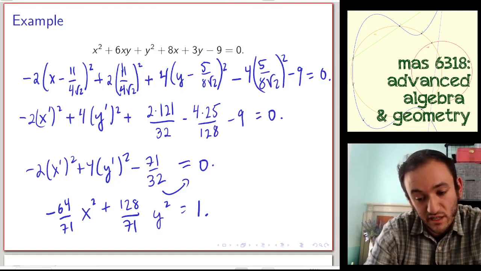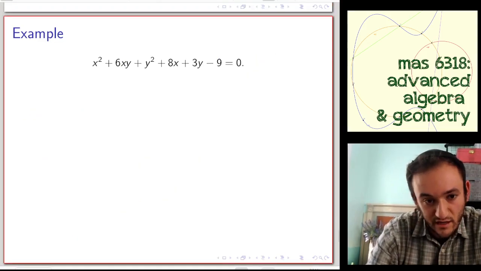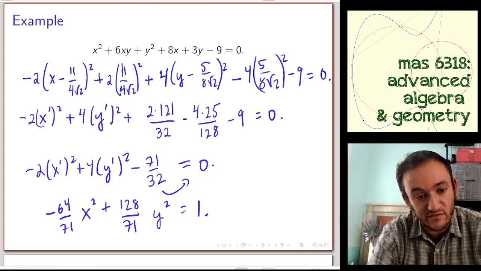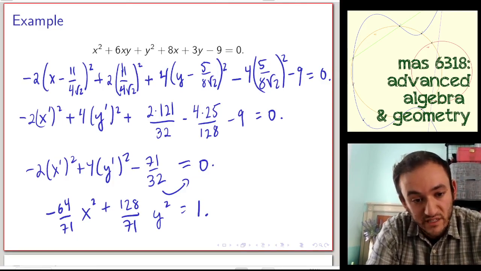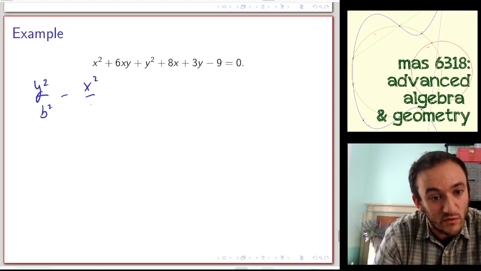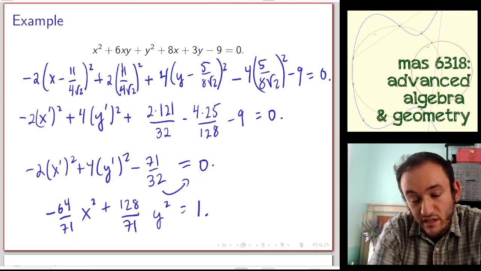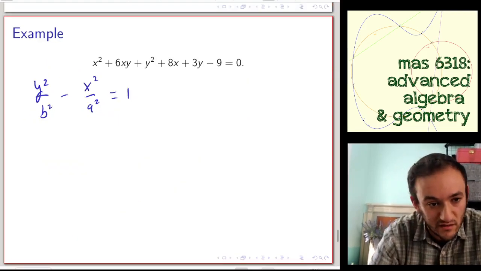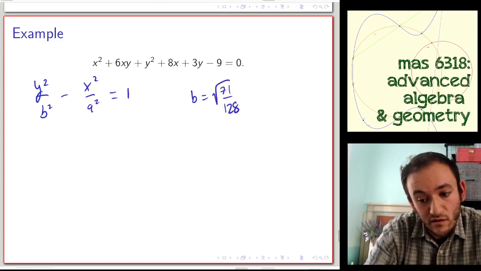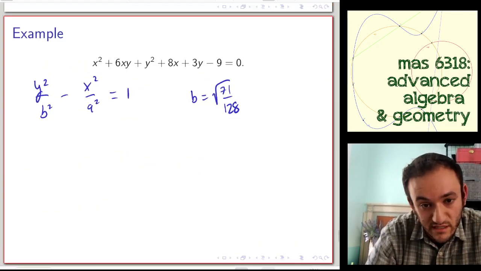Okay, it's a hyperbola. We know hyperbolas have one of the two squares with a negative sign. In this case, it's the x squared. So we have y squared over b squared minus x squared over a squared equals 1. And here, b is the square root of 128 over 71, or rather, the square root of 71 over 128. And a is the square root of 71 over 64.